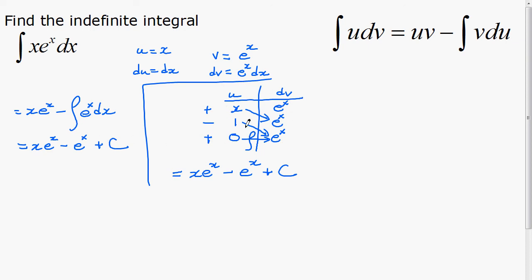This is a really good technique if you have x to some power here with an e or a trig function. Otherwise, it's good practice to use the formula as well.